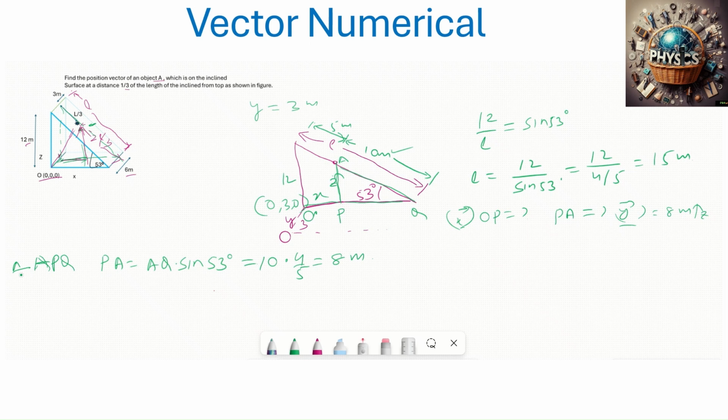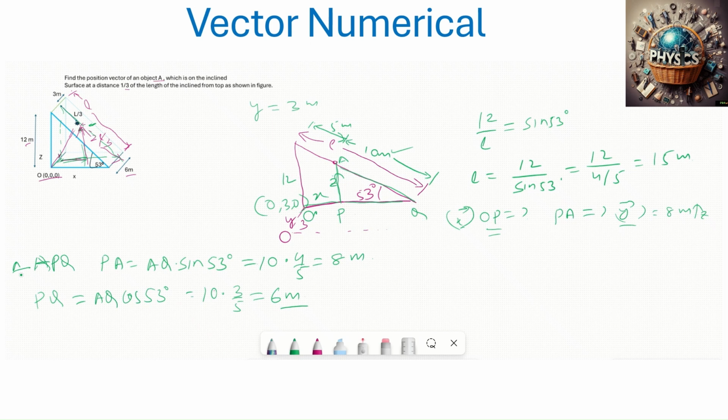Next we need to find the value of OP. But in this triangle APQ again, we can find out the value of PQ, right? And PQ is equal to, we can simply say it is AQ cos 53 degree. And what is AQ? AQ is already known. This is 10. Cos 53 degree is 3 by 5. So this gives us 6 meter. So this is 6 meter. What is OQ? OQ we didn't find it yet. But OQ is very simple again.